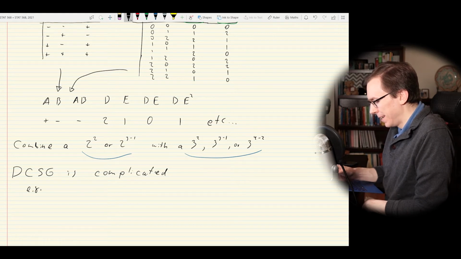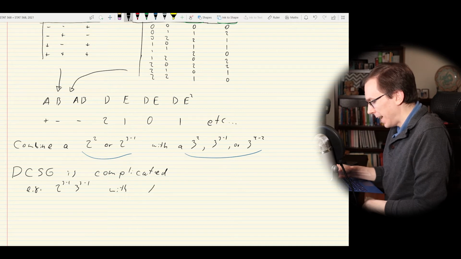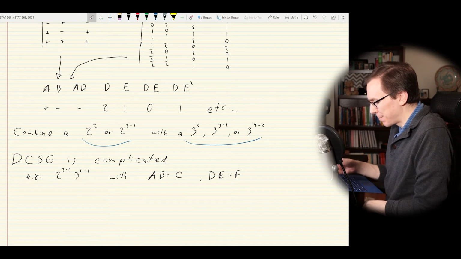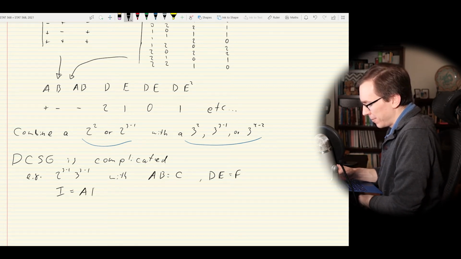So, for example, if I considered my 2 to the 3 minus 1 and my 3 to the 3 minus 1 with A, B equal to C and D, E equal to F, like I did above, but let's say we ignored G, then what I end up with is, well, what does my defining contrast subgroup look like? First, I'm going to get an ABC for the first guy. I'm going to get a DEF squared for the second guy.